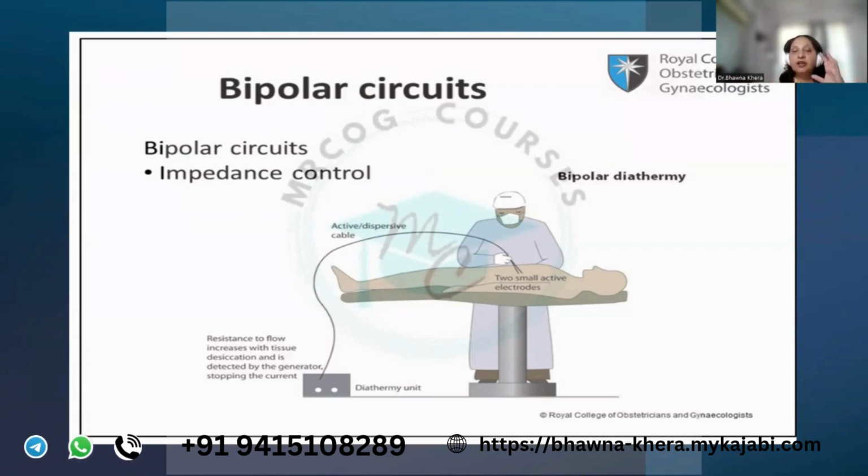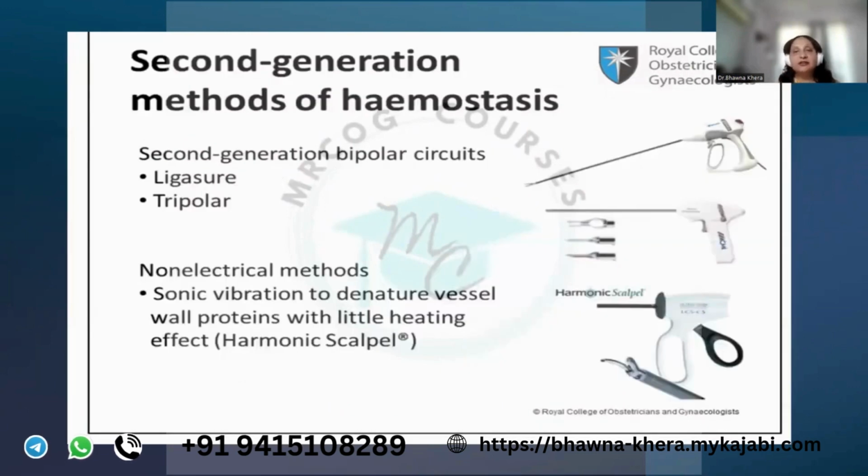So what happens? There is a safety system for that as well, because we don't want charring. If the temperature goes above a certain point, the generator will stop, right? If you want to increase the power and you want it fast, you are doing various things to make it faster. But as soon as you cross that temperature, the generator will switch off and it will not produce the electric current. So the safety mechanisms are incorporated in bipolar as well.